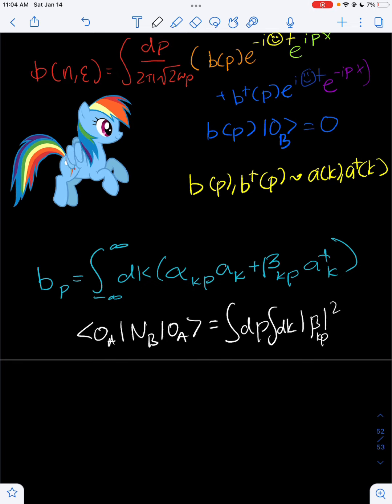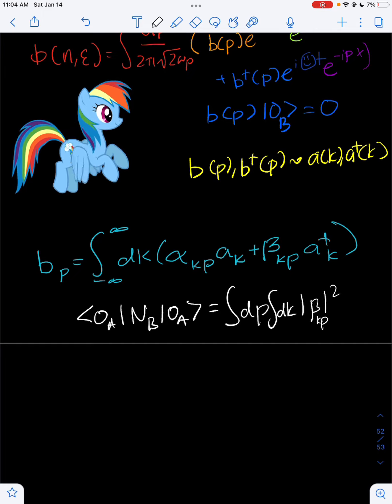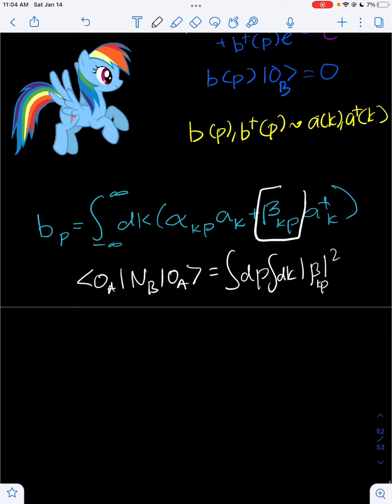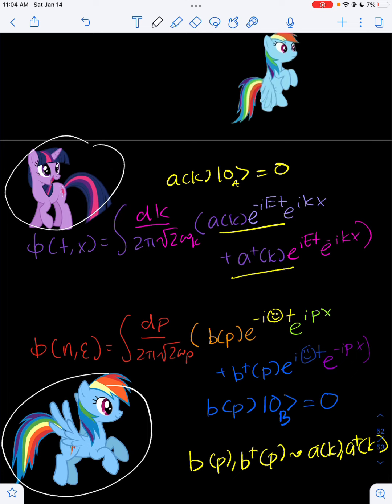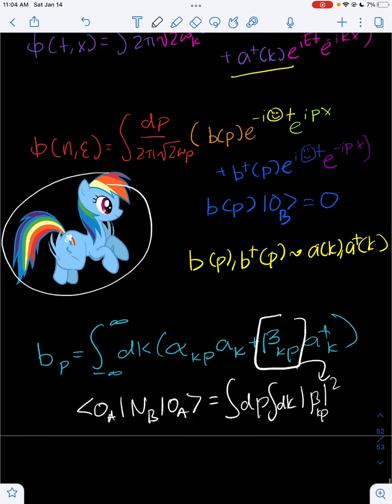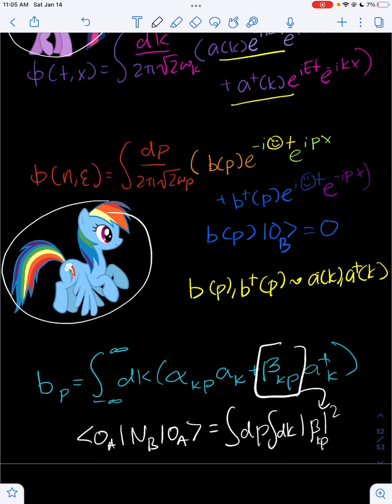beta kp squared. So essentially, we want to write out Dash's annihilation operator in terms of the creation and annihilation operators that Twilight uses. And this beta over here, once we get that, we can just square it, and that will tell us the number of particles that Dash will see in Twilight's vacuum. So that's our main goal for today's video. So how do we do that? Well, all we have to do is, it's kind of simple, at least the first steps.